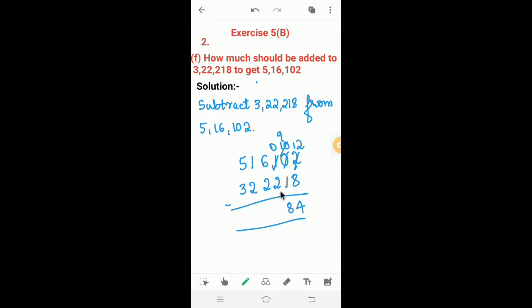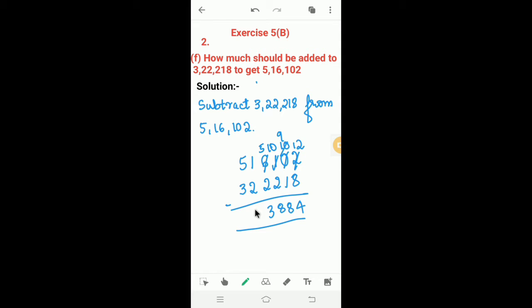0 minus 2 is possible to subtract? No, it is not possible. So what we have to do? We have to borrow from next number. Next number is 6. If you borrow from 6, then 6 becomes 5 and here 0 becomes 10. 10 minus 2 is how much? 10 minus 2 is 8. 5 minus 2 is how much? 5 minus 2 is 3.